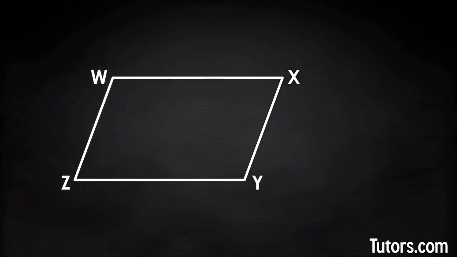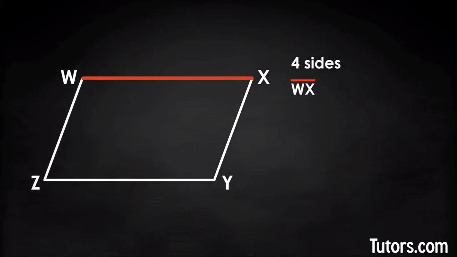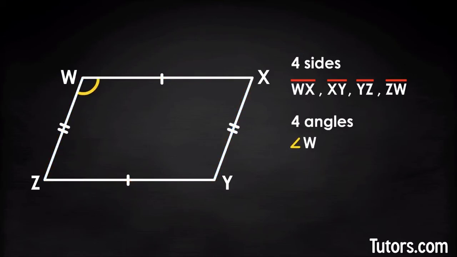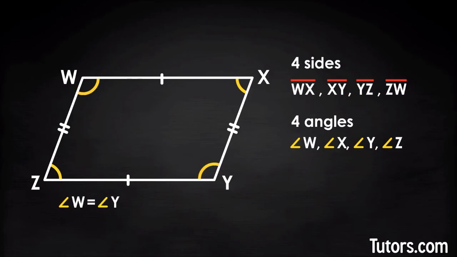The four line segments making up the parallelogram are WX, XY, YZ, and ZW. Notice that line segments WX and YZ are congruent. Line segments XY and ZW are also congruent. The interior angles are angle W, angle X, angle Y, and angle Z. The opposite angles are congruent. In our parallelogram, that means angle W equals angle Y and angle X equals angle Z.